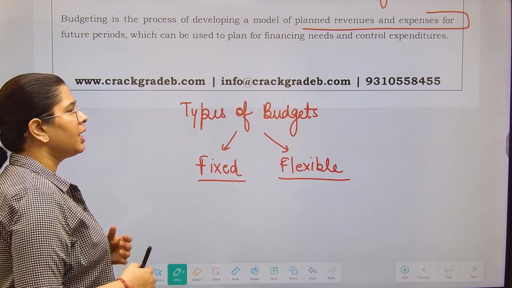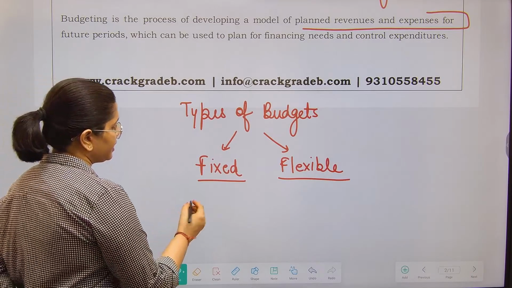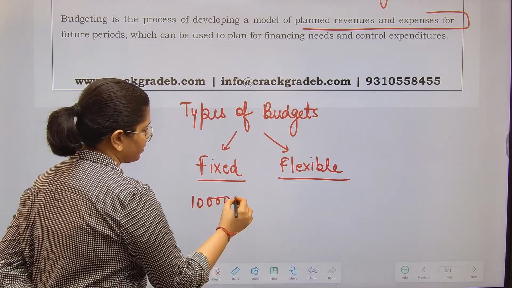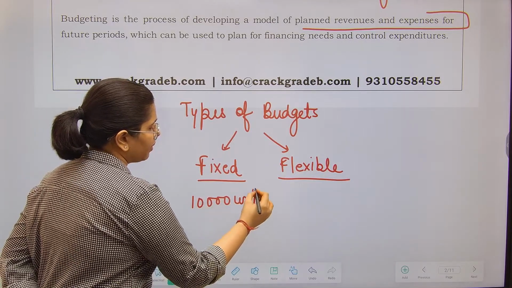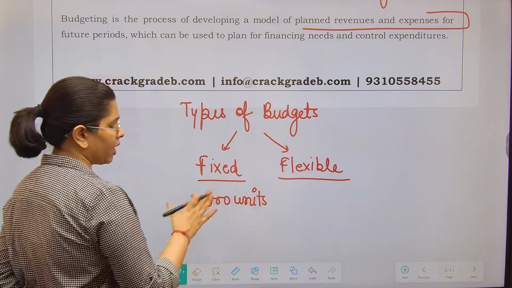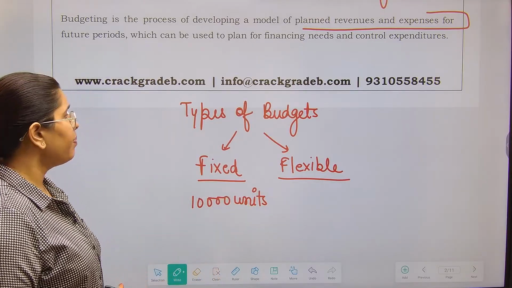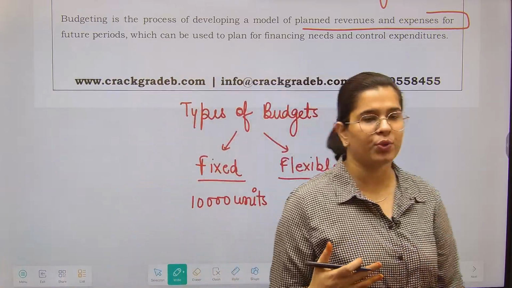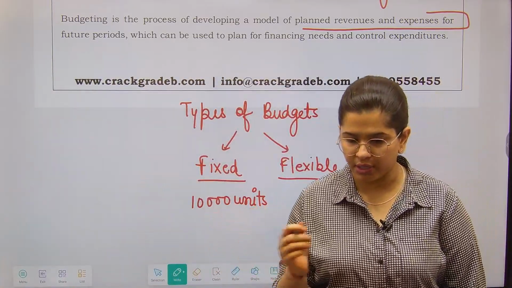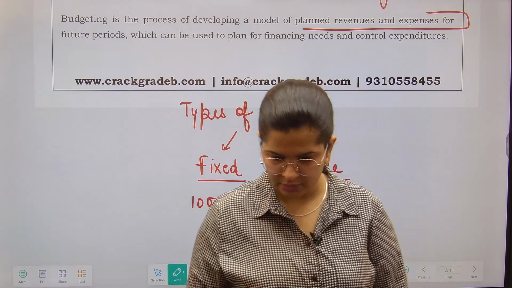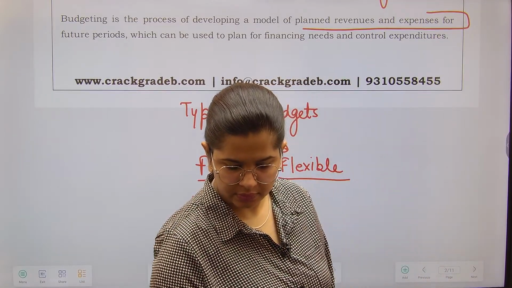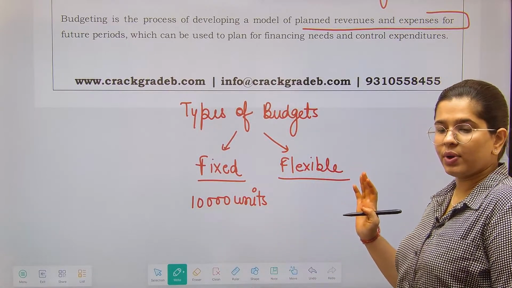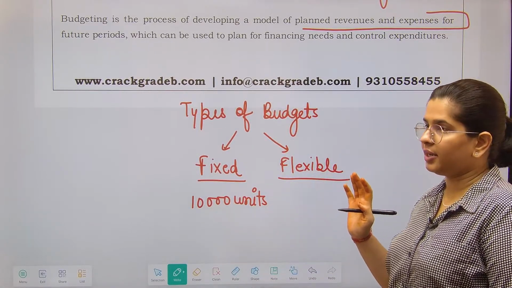फिक्स बजट मीन्स you have decided that in the next year I want to produce 10,000 units and you have just made the product budget for this one quantity only. ठीक है, so you have decided that in the next year I am going to produce 10,000 units, right? And this is just one quantity for which you have made the budget.